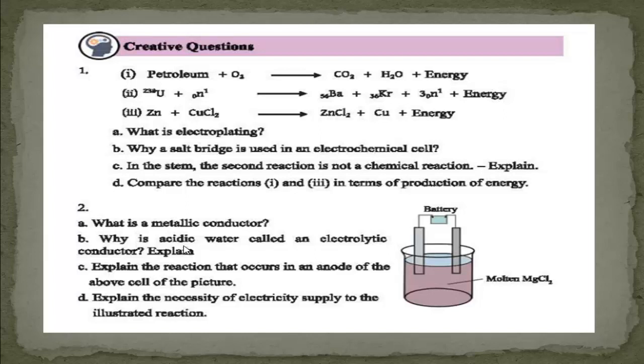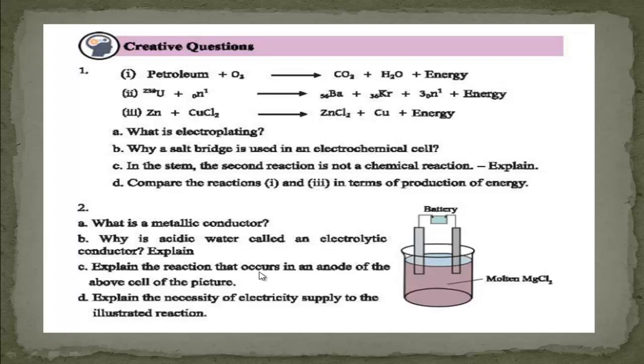That means pure water cannot conduct electricity, but acidic water can conduct electricity, because due to the use of acid the degree of ionization of water increases, that means the water ionizes to a greater amount. For this, acidic water is called an electrolytic conductor. Like this way you have to explain.